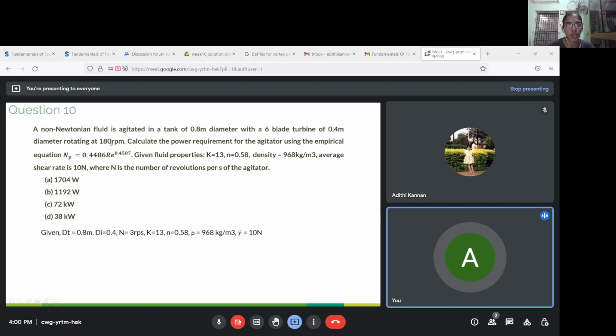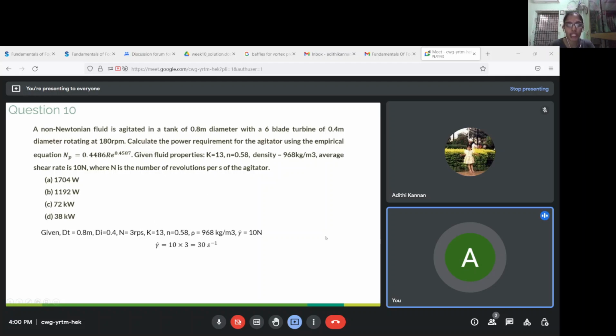that is 180 rpm. If you convert it into RPS, 180 divided by 60 will give you 3 RPS. Since it's a non-Newtonian fluid, you won't have a direct proportionality of your viscosity. You will have what is known as an apparent viscosity. This is a concept that was discussed in week 1 or week 2, when dealing with the rheology of fluids. Since we are dealing with non-Newtonian fluids, we have the consistency index and so on. So K is equal to 13 and n is equal to 0.58. Rho is equal to 968 kg per meter cube, and your shear rate is 10 into N, where N is the number of revolutions per second, that is your 3 RPS.